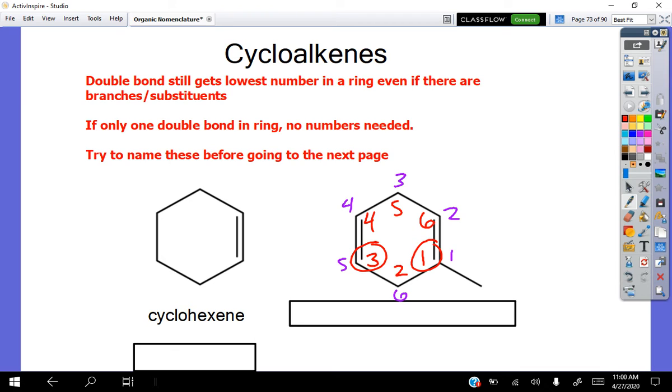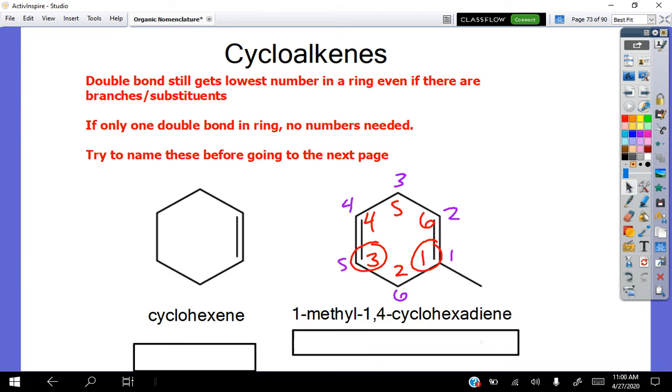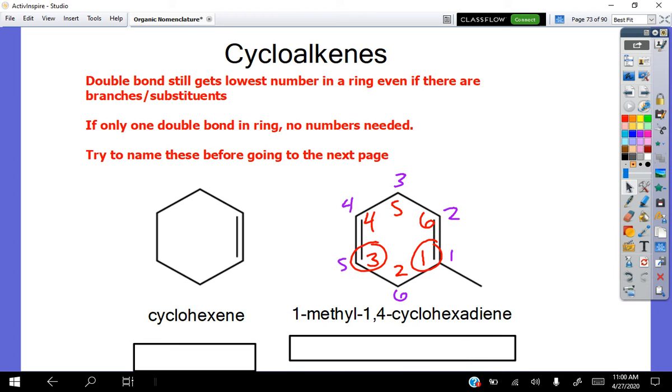So this would be 1-methyl and then 1,3-cyclohexadiene. And I just realized I must have had an error on my key when I originally did this. It should be 1,3, because 1,3 would give you the lowest possible numbers. I must have made a mistake. So yes, it's cyclohexa because it's 6 carbons. We need the di prefix because there's 2 double bonds. And then it's 1,3-cyclohexadiene. And that gives the lowest possible numbers for the double bond.